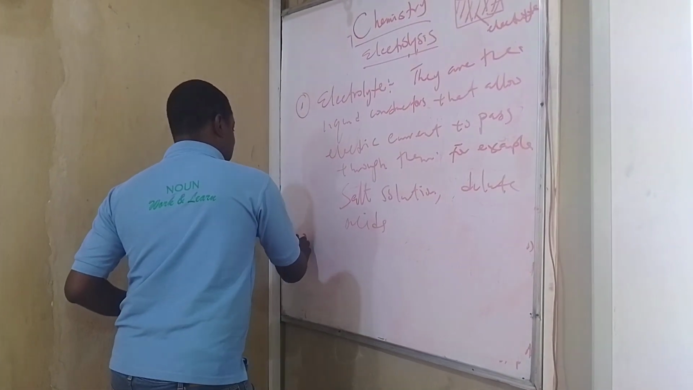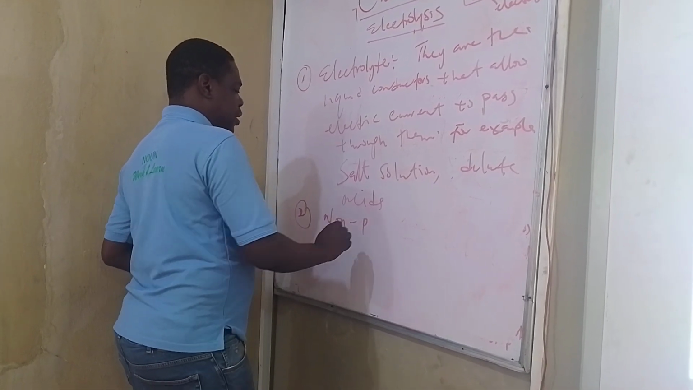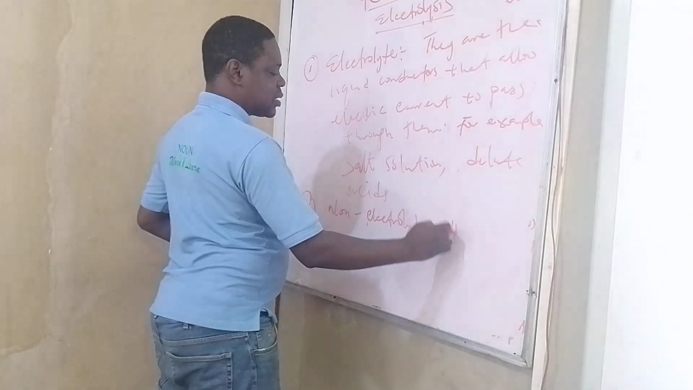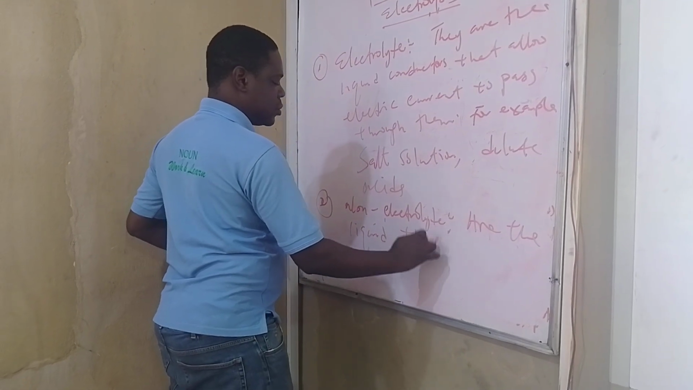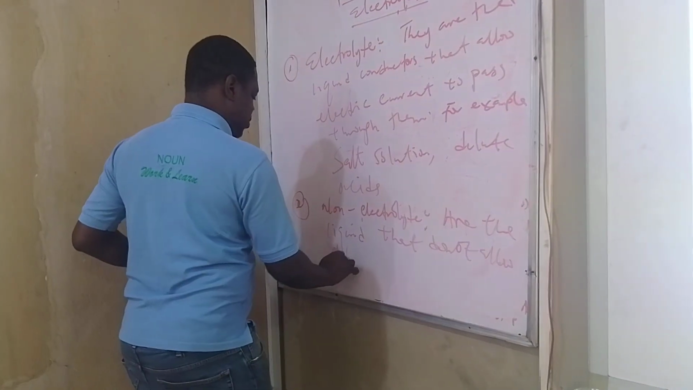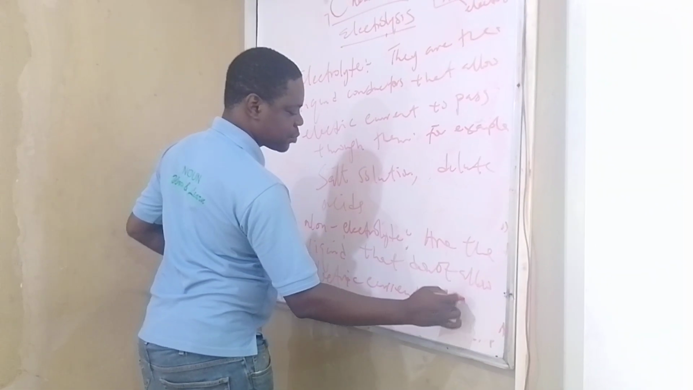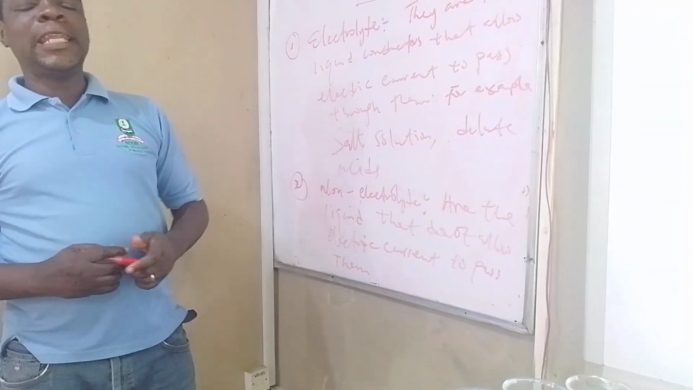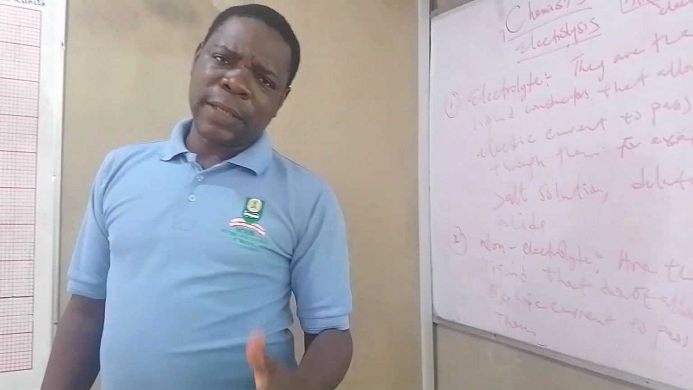Now, non-electrolytes are the liquids that do not allow electricity to pass through them. Non-electrolytes are the liquids that do not allow electric current to pass through them. So we call them liquid insulators. They are also called liquid insulators. Electricity cannot pass through them.